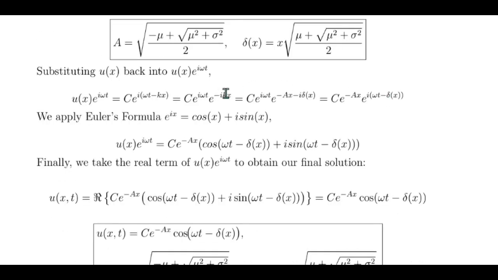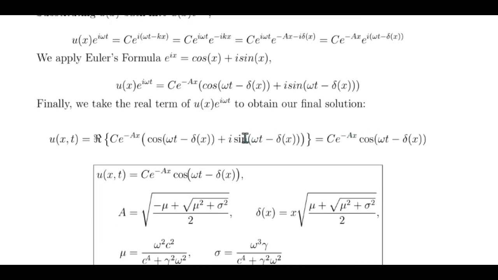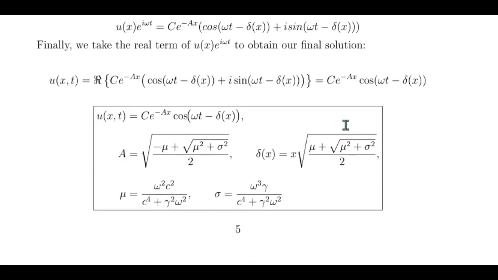We substitute these back into the PDE, apply Euler's formula so that we can get periodic functions, and because the harmonic ensemble approach only takes the real portion of the solution, we end up removing the imaginary term from Euler's formula, which gives us the final solution. u of x,t is equal to C e to the power of negative alpha x cosine of omega t minus our phase shift delta, where alpha and delta are given with the following parameters set.